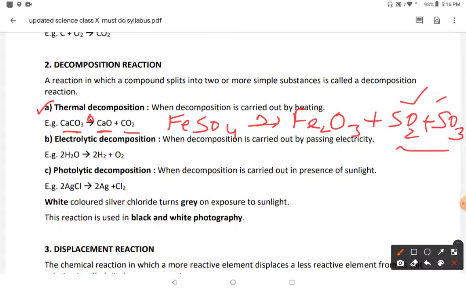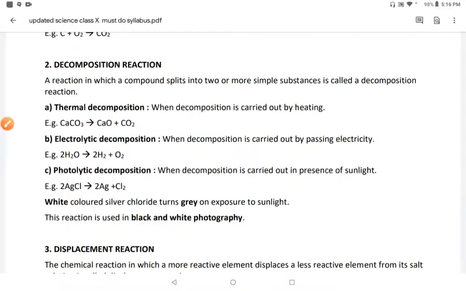And what is electrolytic decomposition? The most important example is water. When current is passed through water, then water is divided into two gases. One is hydrogen gas, the other is oxygen.